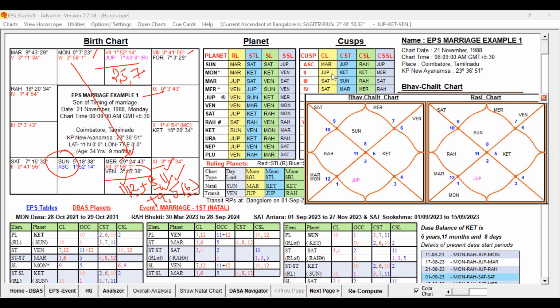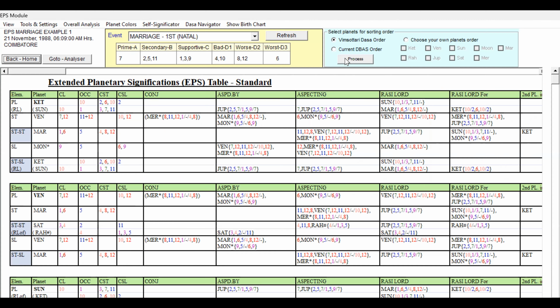Okay. Now we are going to do the next step. What is the next step? Event selection. That I have already done. Marriage, first natal, from the EPS event page. I have selected the event. The next step is the important step. What is that?